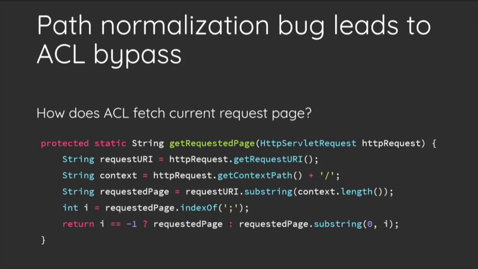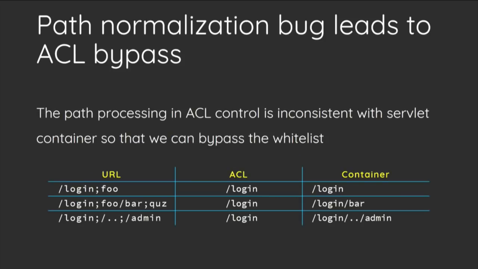So what's the problem? In order to handle URL path parameters, Nuxeo truncates the path by semicolon. As I mentioned before, the behaviors of URL path parameters are various. Every web server has its own implementation. Nuxeo's way may be safe in containers such as WildFly and WebLogic, but now it runs on Tomcat. The difference between Nuxeo and Tomcat will lead to a security problem. So due to the truncation, we can forge a request that matches the whitelist in access control, but reaches the unauthorized area in Nuxeo.